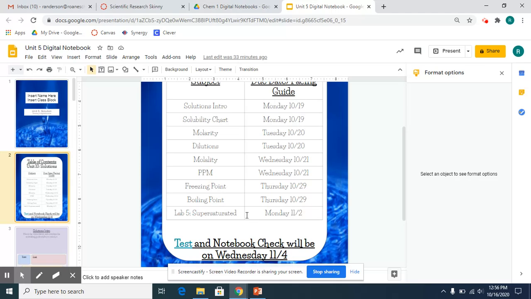So it's a little crazy. There's a lot of days missing. It is on purpose. If you have questions about what to do when, you can let me know. Of course, you can work ahead if you want to, but this will hopefully keep you from being overwhelmed with everything if you just follow this pacing guide.